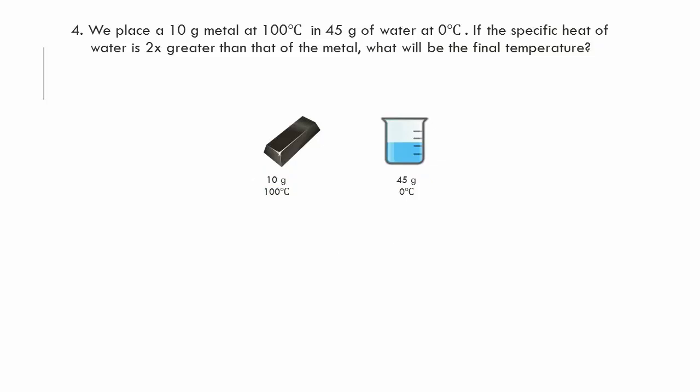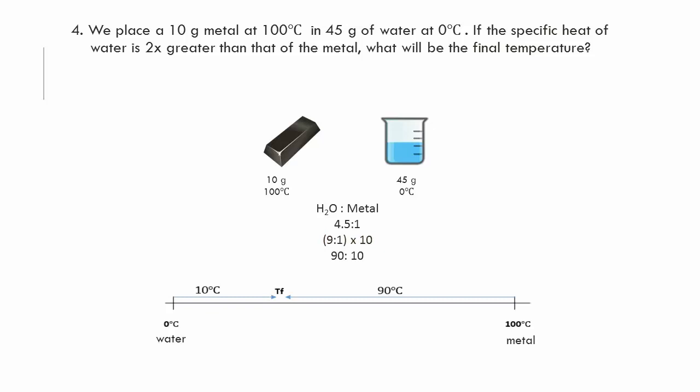Since we have 4.5 times more water than metal, our heat capacity ratio is 4.5 to 1. But we also need to remember that the specific heat of water is 2 times bigger, so we have to multiply the heat capacity of water by 2, getting a ratio of 9 to 1, or 90 to 10. The final temperature of the water is 10 degrees Celsius.